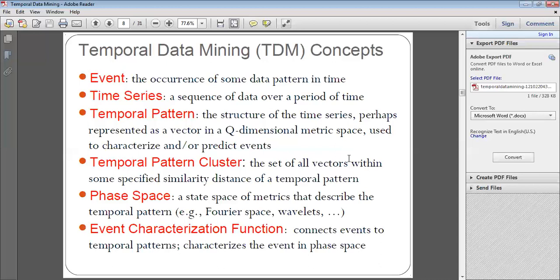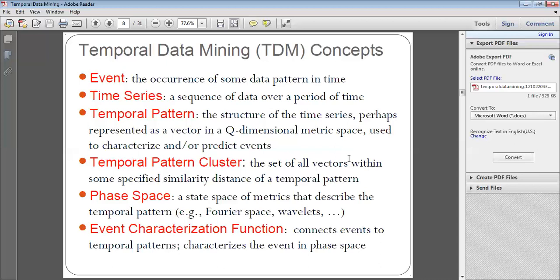Temporal pattern. The structure of the time series is perhaps represented as a vector in q-dimensional metric space, used to characterize and predict events. Suppose there are certain sequences of events which occur frequently. These kinds of patterns, which occur frequently or are repeated after a certain duration of time, are specified during the analysis, and they are called temporal patterns. So once again, a certain sequence of events which repeats in the analyzed data is called a temporal pattern, which has a possibility of repetition in a certain time period.